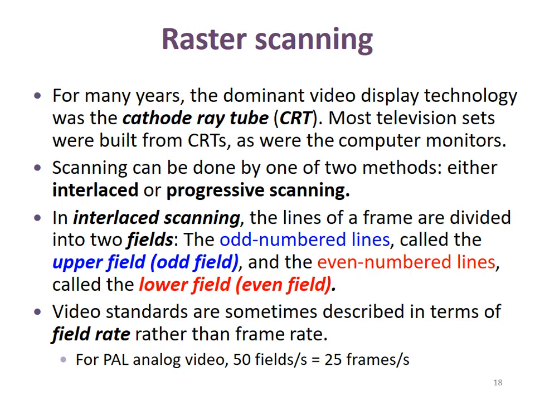For raster scanning, we have two different methods. The first one is called interlace scanning. The second one is progressive scanning. In interlace scanning, we divide the frame into two fields. The first field is the odd number lines. The second field is the even number lines. We call these the upper field and lower field.